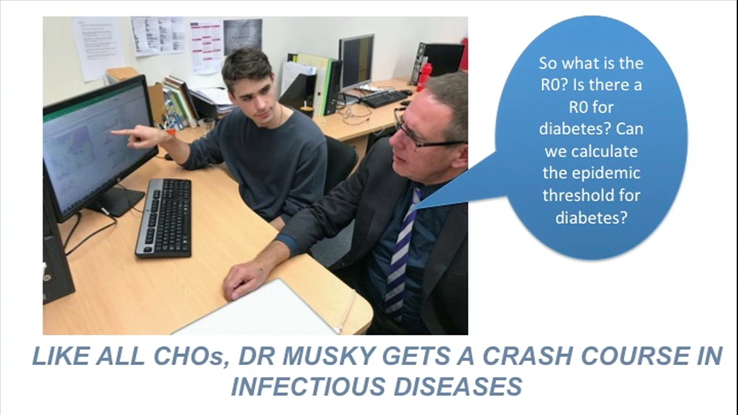Like all chief health officers and chief medical officers all over the world, Dr. Muskie gets a crash course in infectious diseases. Adam, what's this R0 thing? Is there an R0 for diabetes? Can we calculate the epidemic threshold for diabetes?